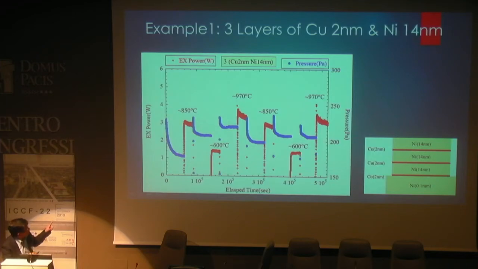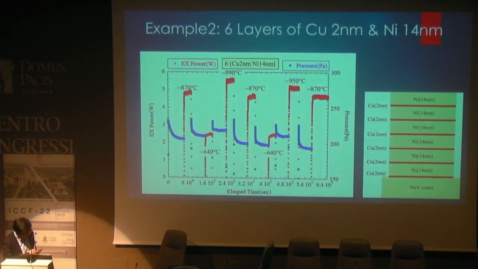In the case of 3 layers, we can see the maximum excess power about 3 watt. But if we use the 6 layers of copper nickel, we can get 5.3 watt or even larger excess power. And also the trend of the excess heat is different. In this case, excess heat tends to increase like this. Okay, I will show you the next example.